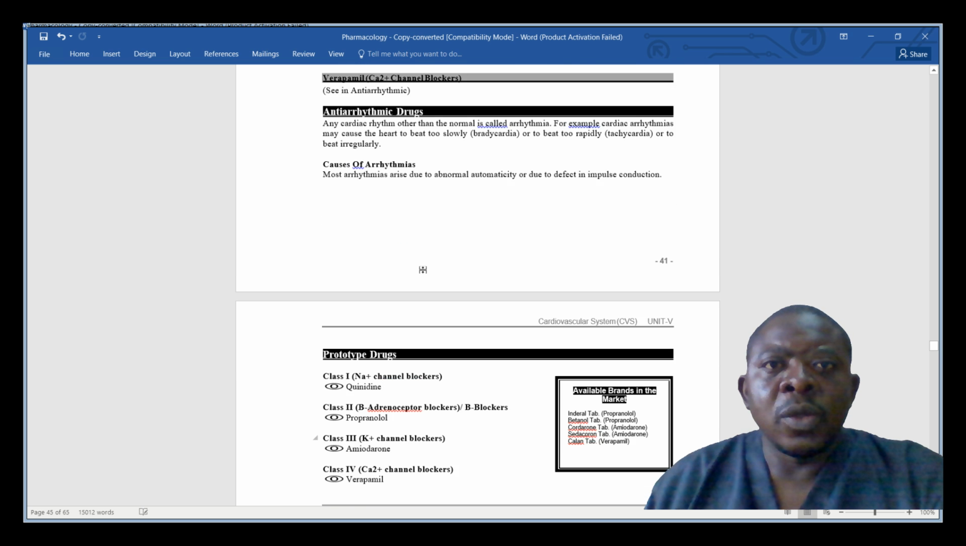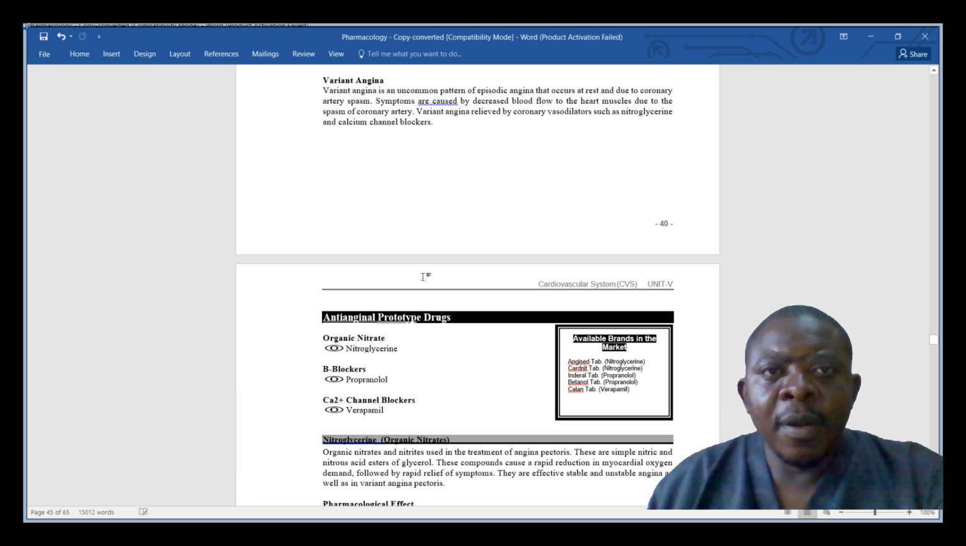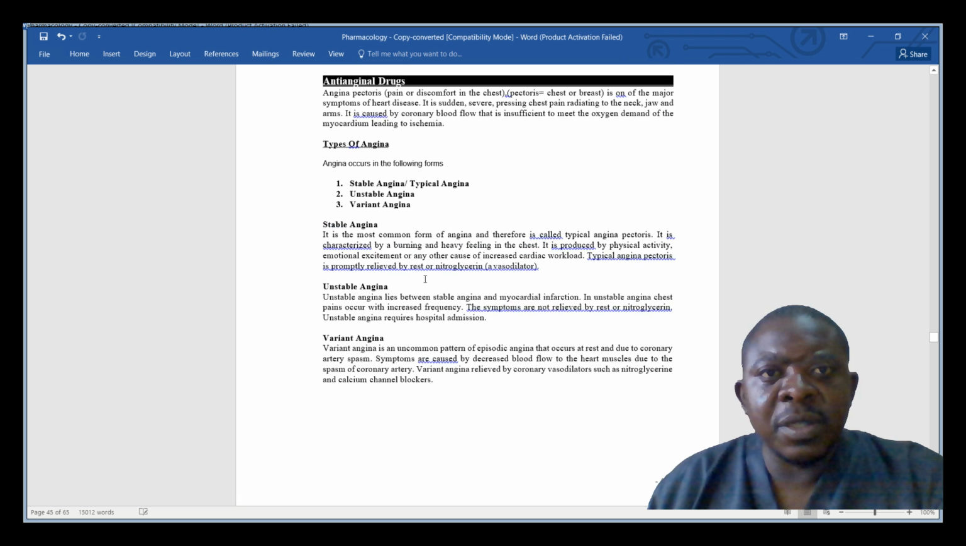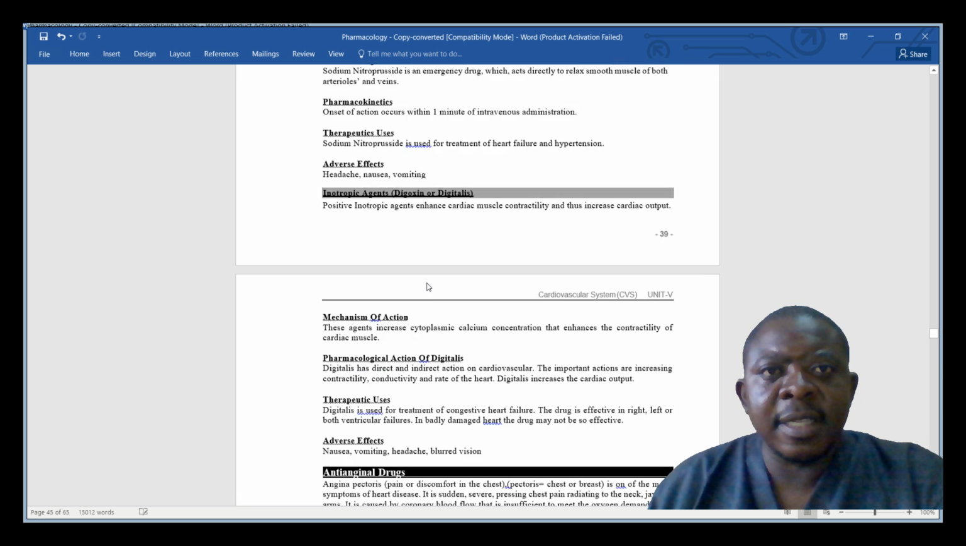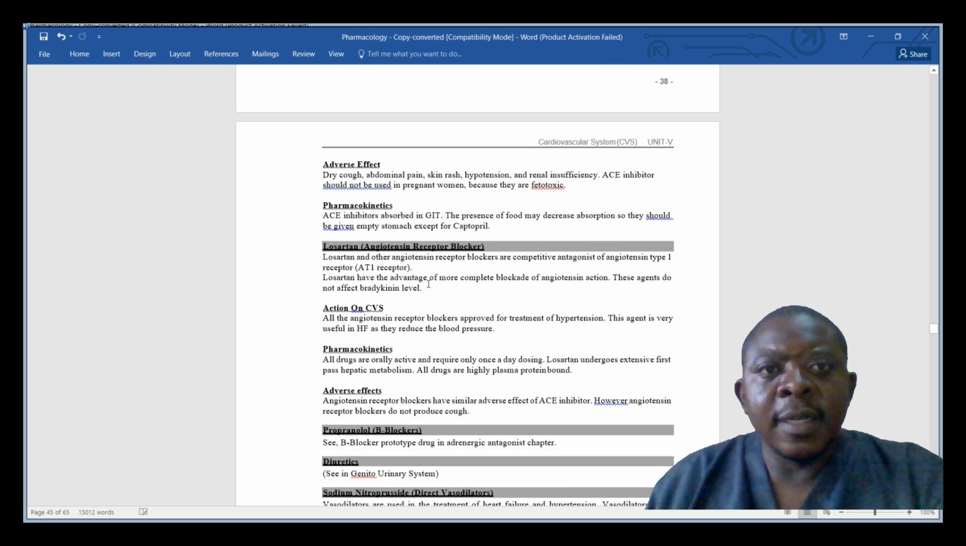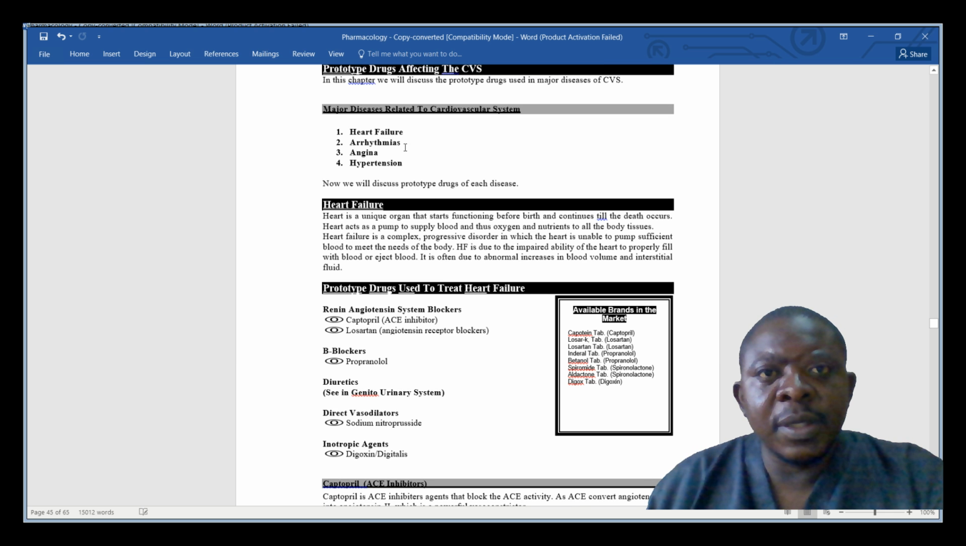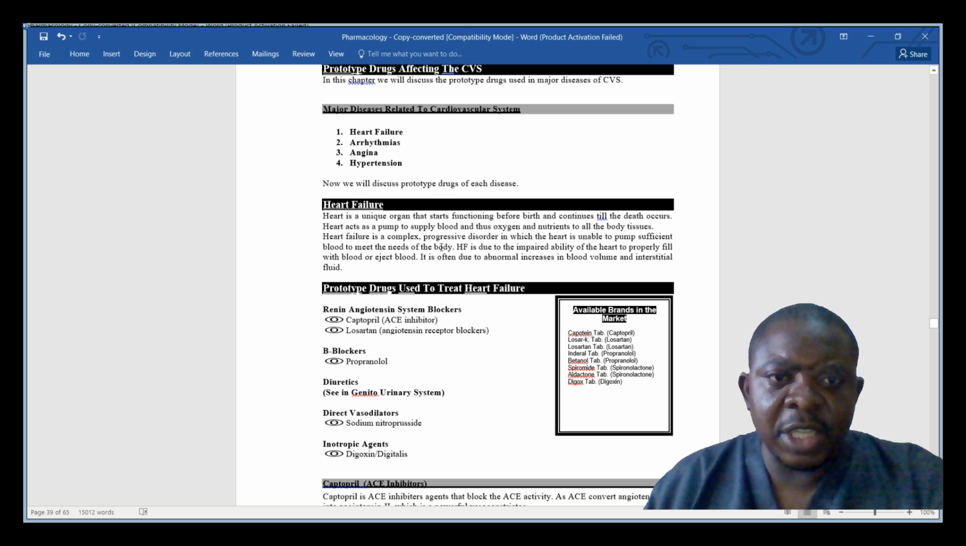So to appreciate the drugs that are used in the cardiovascular system, we first establish some of the diseases that may affect the cardiovascular system. And some of the diseases that affect the cardiovascular system include heart failure, arrhythmias, angina, and hypertension.